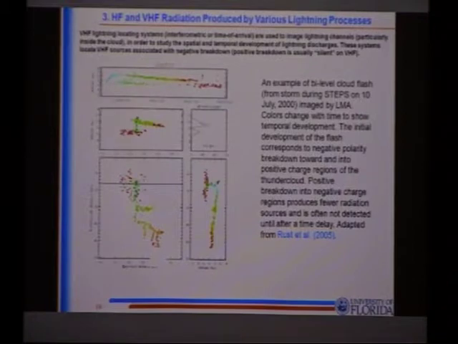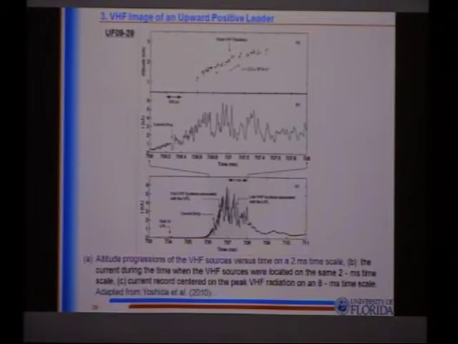Usually, what is imaged using this method or this kind of system, LMA system, is negative breakdown. So positive leaders, positive streamer zones, they usually radiate very little on VHF. However, it is still possible to image some positive leaders, and this is an example taken from a paper by Yoshida published 2010 for rocket-triggered lightning.